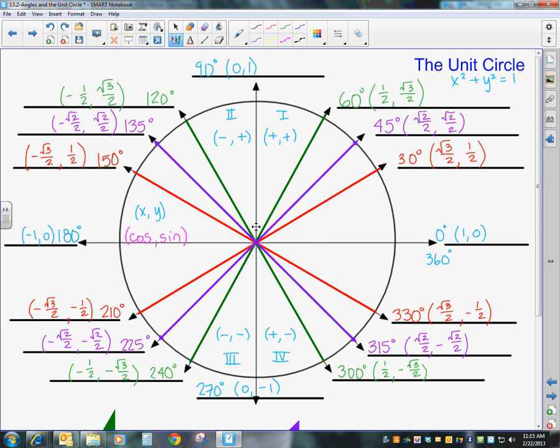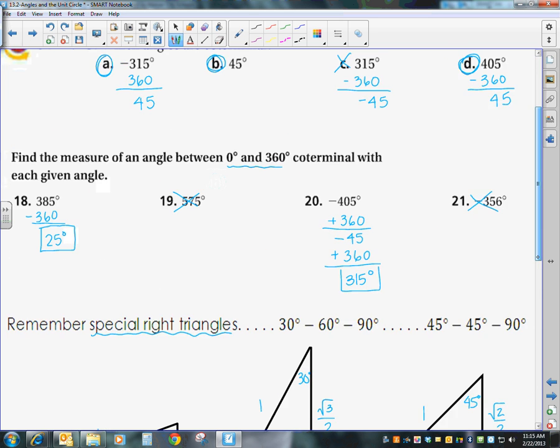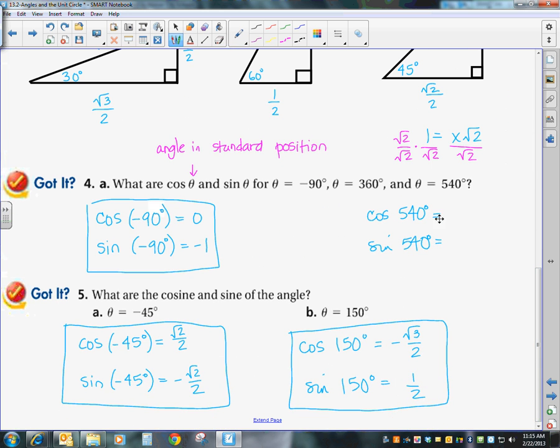So we end up over here. So 360 degrees plus 180 gives me 540. There's my cosine. There's my sine. So let's go fill that in, and then we will finish the lesson. Cosine is negative 1. Sine is 0. And we have finished our discussion on angles and the unit circle.